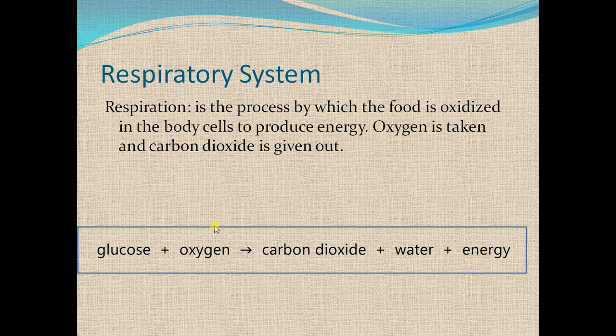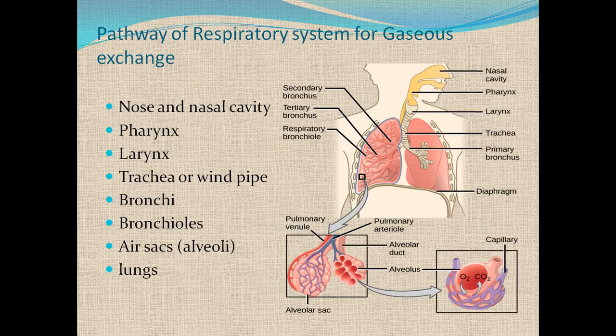Now for taking of oxygen and giving off of carbon dioxide, there is a respiratory pathway in the human, and now let's discuss that respiratory pathway. The main parts of the respiratory pathway of the human being are nose and nasal cavity, pharynx, larynx, trachea or windpipe, bronchi, bronchioles, air sacs, and lungs. Now let's discuss these parts one by one in detail through this diagram.